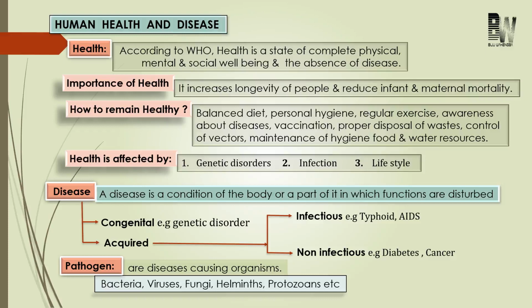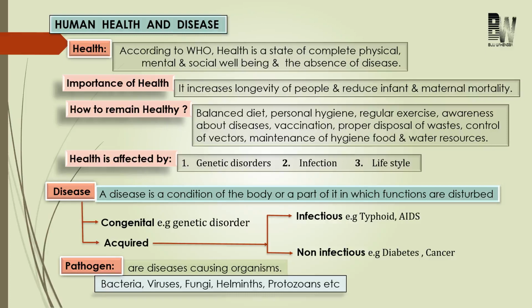So when our health is affected, we know that it leads to abnormal condition of our body function. Then at that time we will say that we are suffering from a disease. So the question is, what is a disease? Disease, actually, is a condition in which the function of our body parts becomes abnormal. And this disease can be either congenital or acquired.